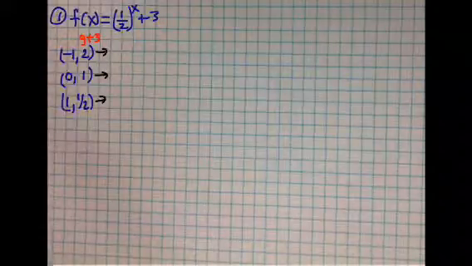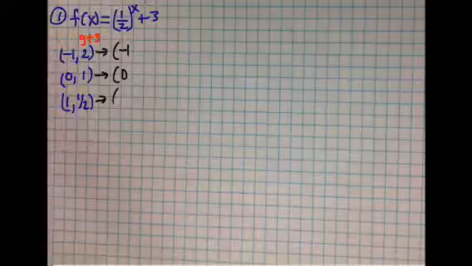So that means we're adding 3 to the y's. The x's stay the same. So 2 plus 3 is 5, 1 plus 3 is 4, 3 plus 1/2 is 3.5. And that's what we're going to graph.